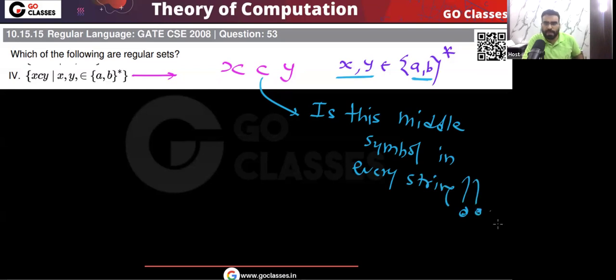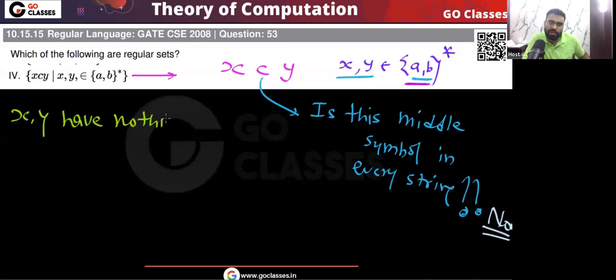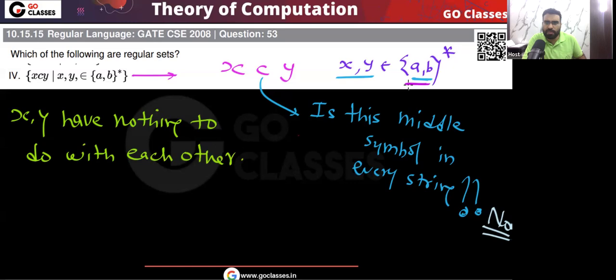The answer is no. It may or may not be the middle, because please understand, what is x comma y? They belong to (a,b)*. They have nothing to do with each other. Do you agree with me? Yes or no? Because both belong to (a,b)*.